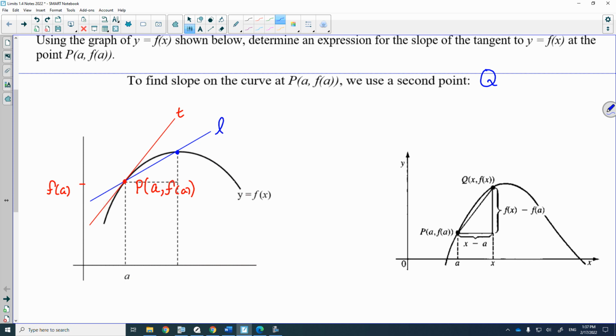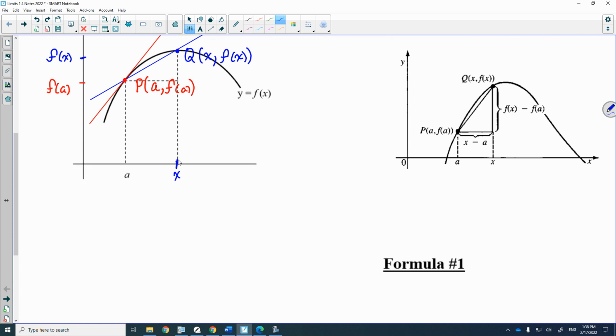Okay, we need to know what the coordinates are on the second point, which is going to be Q. So I'm going to say that this is X, and then the Y value over here would be f of X. So now we have our 2 points. With these 2 points, I could calculate the slope of the secant. So the slope of the secant would be at PQ. So the slope of PQ is going to be, the equation to find the slope is y2 minus y1 over x2 minus x1.